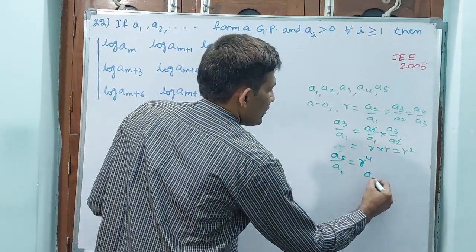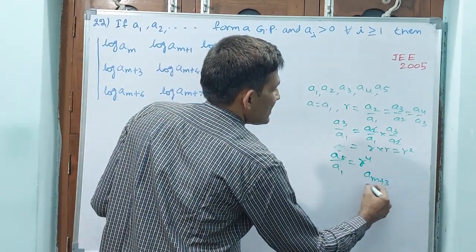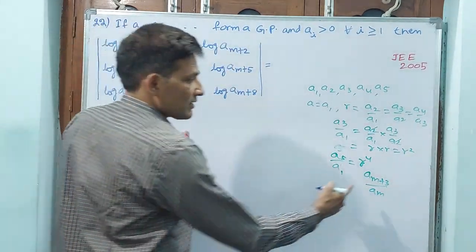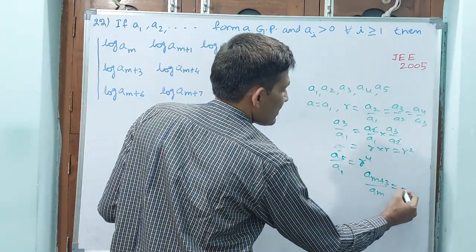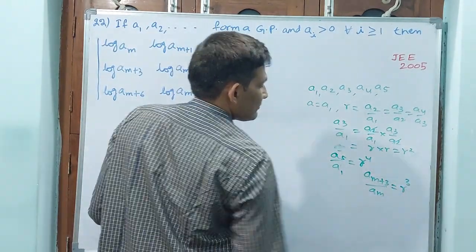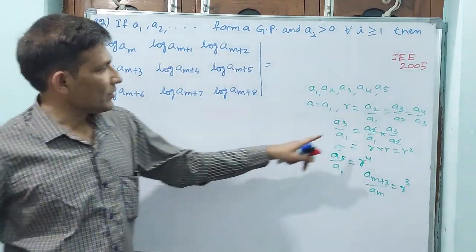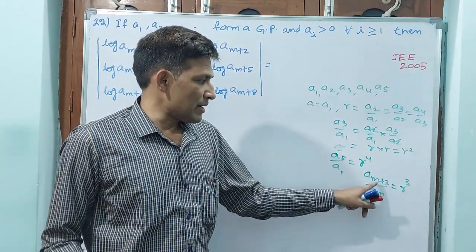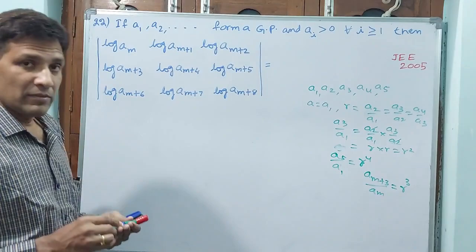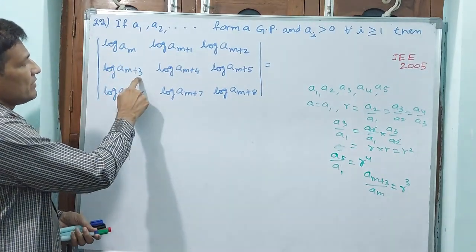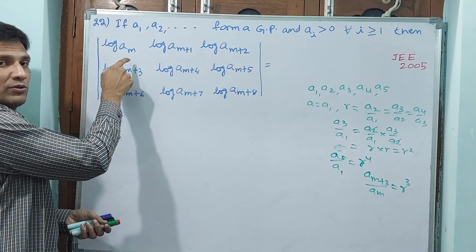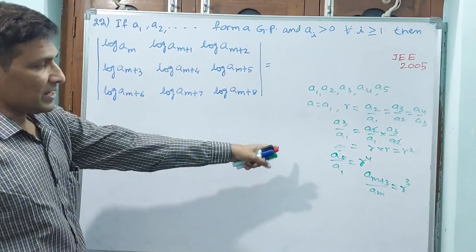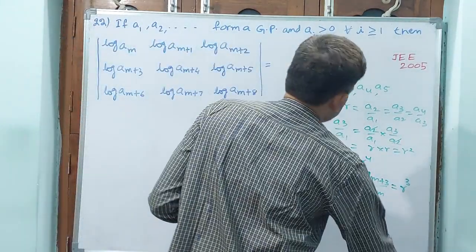If Am plus 3 by Am, what will come? See, here plus 3 is there, so R power 3 will come. Why? Because m plus 3 minus m, m is going to cancel. R cube will come. That is useful for us. You see, m plus 3 is there, m is there; if you divide, automatically m plus 6 is required for us. This is the analogy. Now let us proceed further.